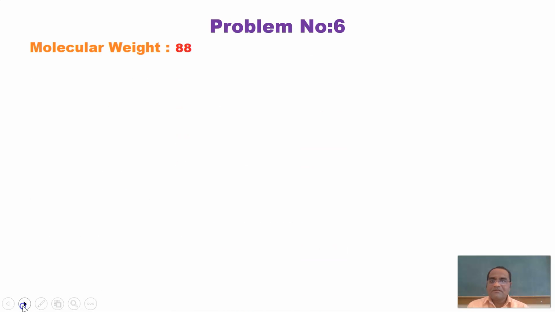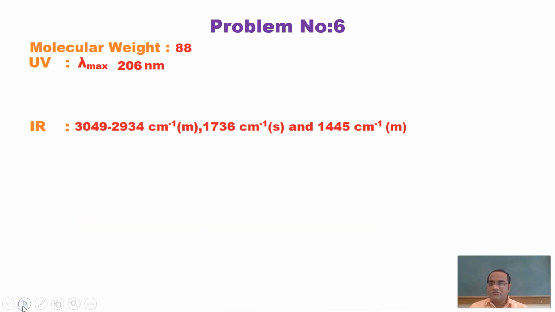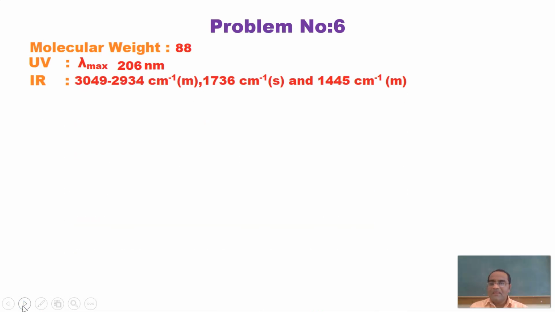Problem number 6. Molecular weight is 88. Lambda max is 206 nanometer. IR: 3049 and 2934 centimeter inverse. 1736 centimeter inverse, and the signal is strong. And after that 1445 centimeter inverse, so the signal is medium. So it means that it is having a carbonyl in between.